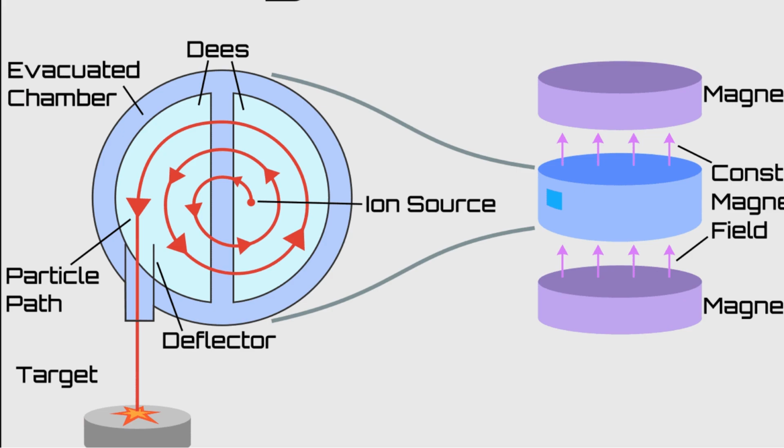Every time the particle crosses the gap, it speeds up a little more, and then travels in a circular motion, which gets larger and larger. This process continues until the particle reaches the outer edge of the cyclotron, where it can be directed out of the machine and used for experiments, or for medical treatments even. They're often used for physics research, even cancer therapy.